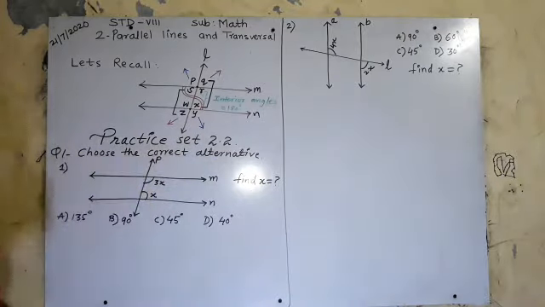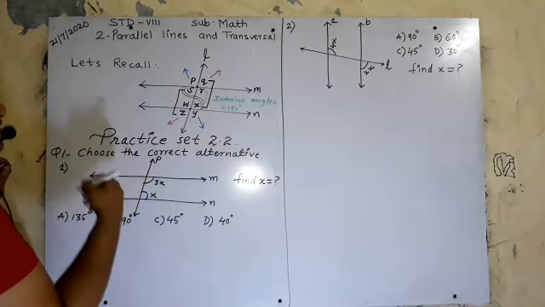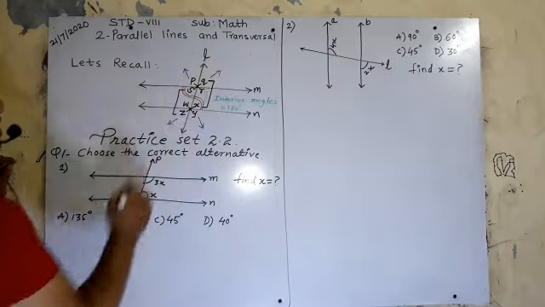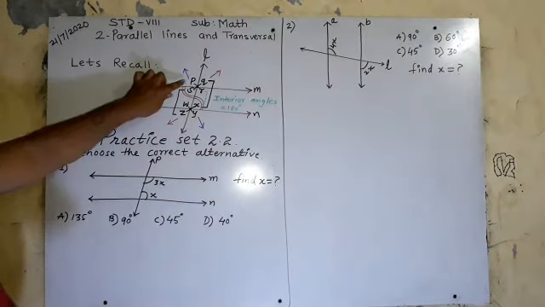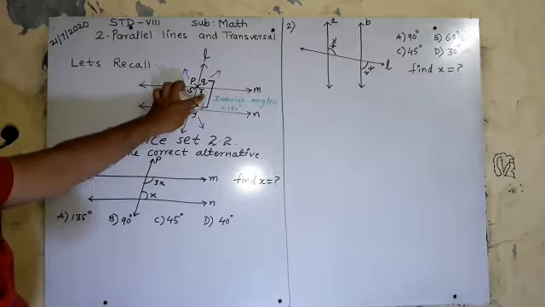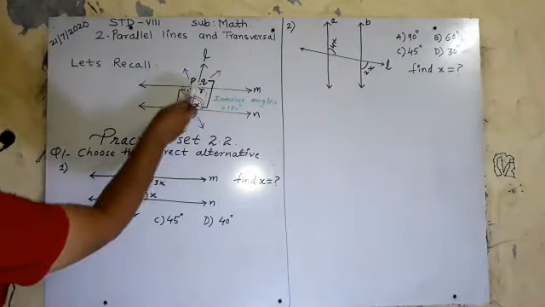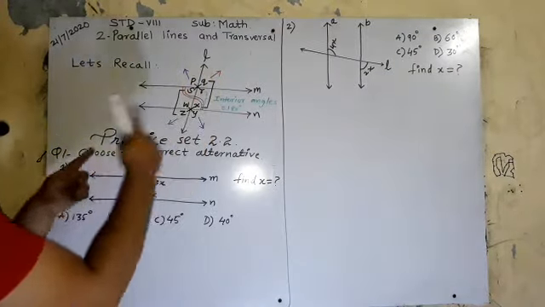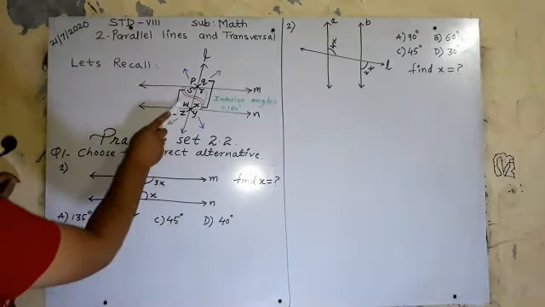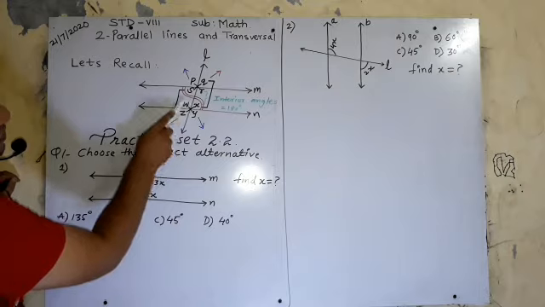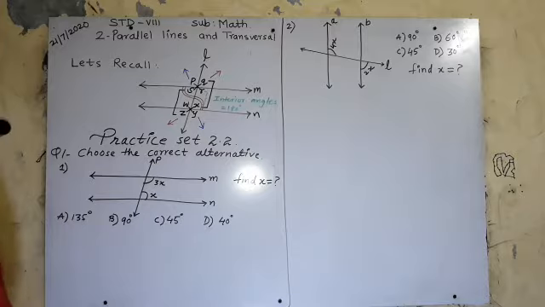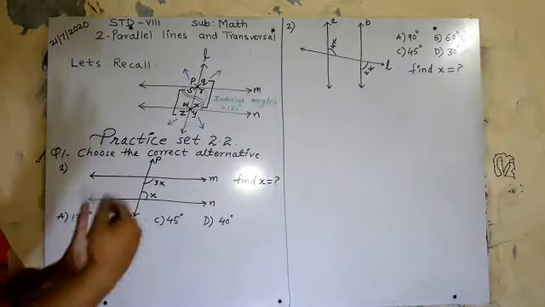In practice set 2.2, you will come across a new angle, that is vertically opposite angles. Vertically opposite angles will be equal to each other. So angle P is opposite to angle R. These are vertically opposite angles and they will be congruent. Angle S will be equal to angle Q, angle W will be equal to angle Y, and angle Z will be equal to angle X because they are vertically opposite angles. So in this practice set 2.2, we will be utilizing this property.